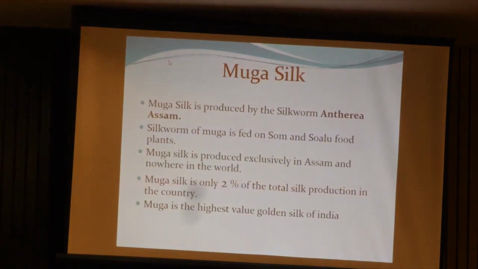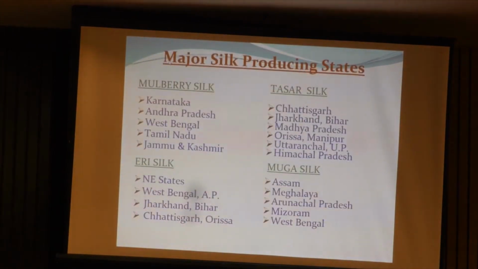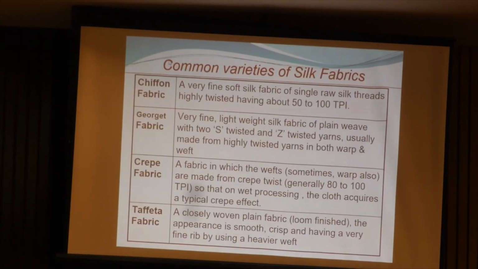And last but not the least, muga silk, which is called the golden silk of India. It's available only in India, in the north-eastern part. The muga silk life cycle is 50 days, and the natural color of muga silk is golden. These are some of the states where tusser, muga, eri and mulberry silks are found. Some common varieties of silk fabrics are chiffon, georgette, crepe, and taffeta.